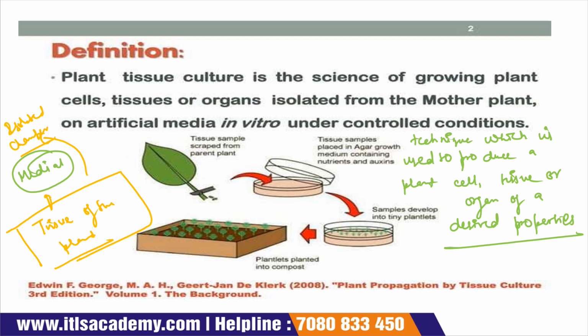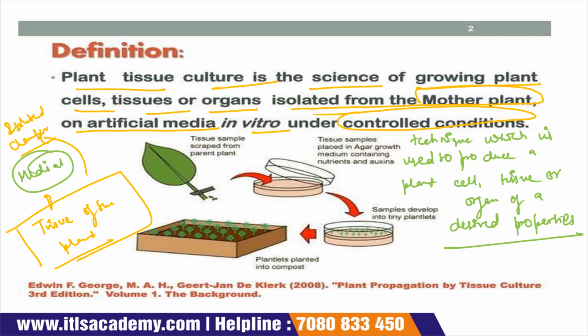Now, see what is written in the slide. Plant tissue culture is the science of growing plant cells, tissue, or organs isolated from the mother plant. Suppose we have a mother plant. Now what we have to do is isolate from the mother plant on an artificial media in vitro under a controlled condition. One thing is very important in plant tissue culture: we provide a controlled condition. That's why we get our desired properties.